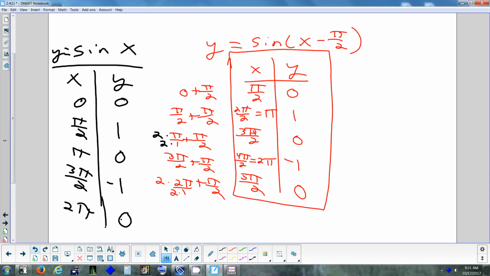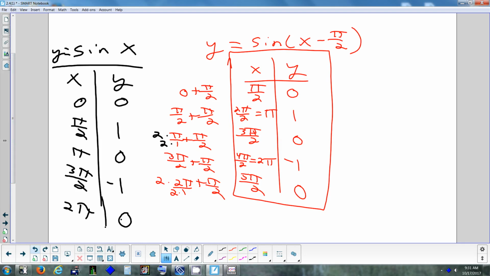Once you reduce it, you don't see the pattern. Okay, we don't leave it as 2 pi over 2. We don't leave it as 4 pi over 2. That's a good way to see the pattern, but you always want to reduce it as much as you can. Okay? Okay, so any question on those values?